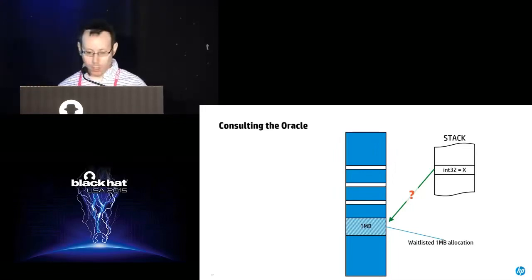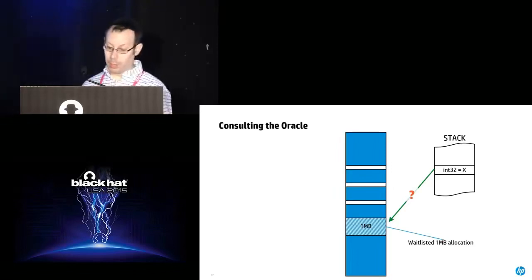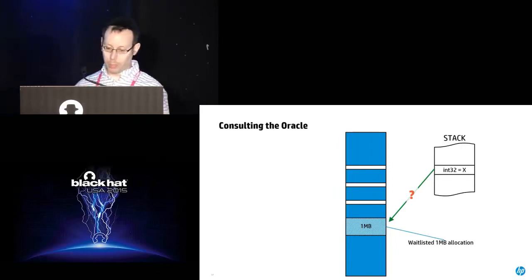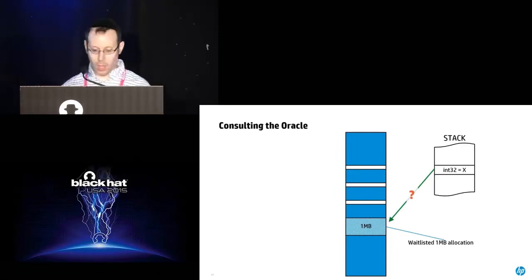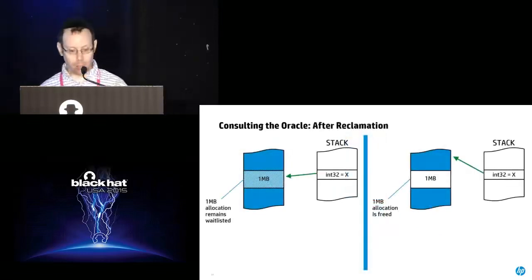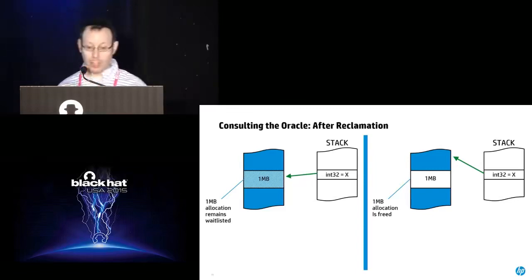What happens next depends on whether X falls within the 1 megabyte address region or not. If X falls within the address region, then when memory protection performs reclamation, it will keep this allocation on the wait list, and it won't free it at the heap manager level. Otherwise, if X doesn't fall within the region, then memory protection will remove this allocation from the wait list and invoke heap free, so it'll be completely free. This shows the two possible states we can end up in. If X falls within the region, the hole stays occupied. But if X does not fall within the region, then the hole gets opened up again.